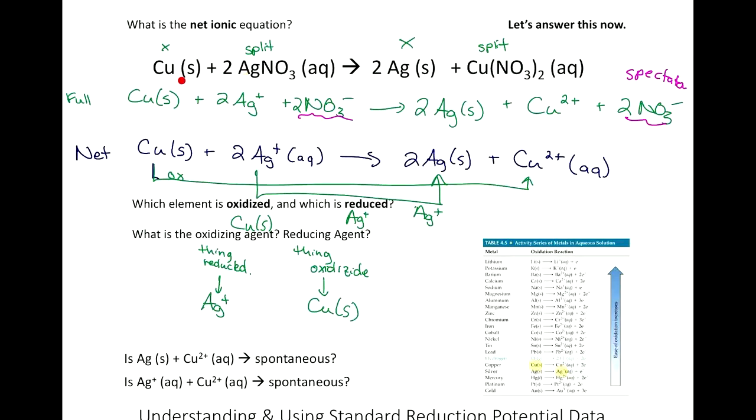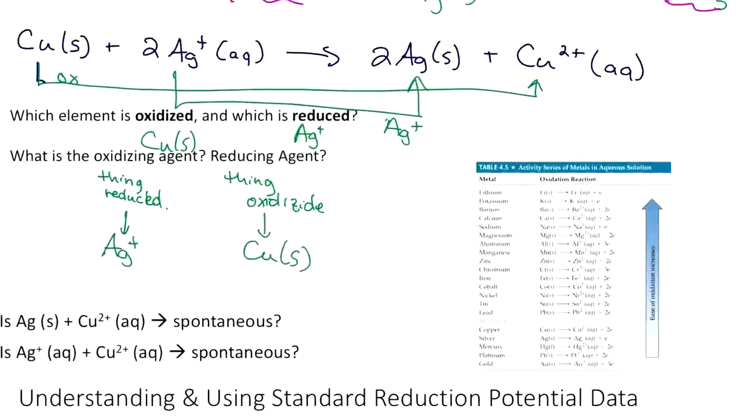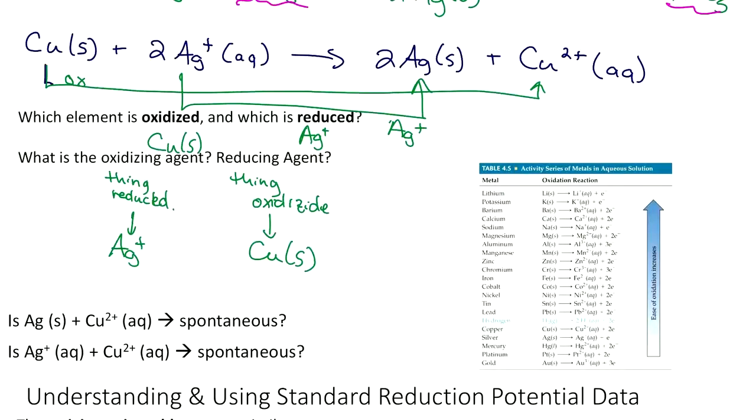This does happen. If I put a strip of copper into silver plus solution, we'll see the silver plus slowly plate out. But now let's see, are these combinations spontaneous? What if we mixed silver and copper 2 plus? Locate those on our table. We've got silver solid right there, but now copper 2 plus. Is that spontaneous? It is not, because now the cation is higher on the activity series. That does not match our rule.